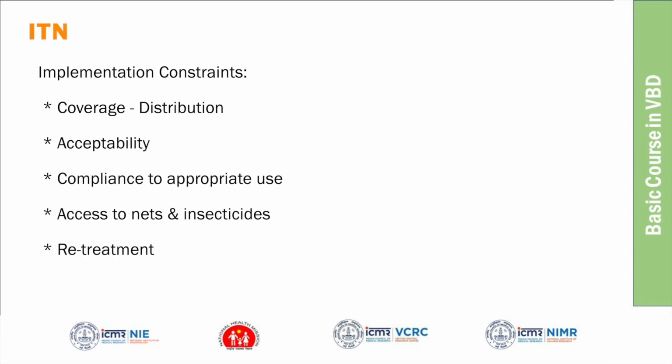So what are the problems with the insecticide treated nets? Coverage and distribution is one, acceptability by the community, compliance to appropriate use, access to the nets, and what is more important here is the retreatment. Every 6 months or every 1 year you have to go for treating the mosquito net, depending upon the residual activity of the insecticide.